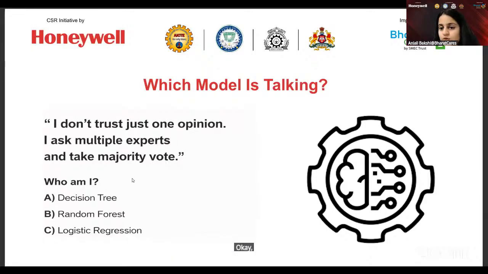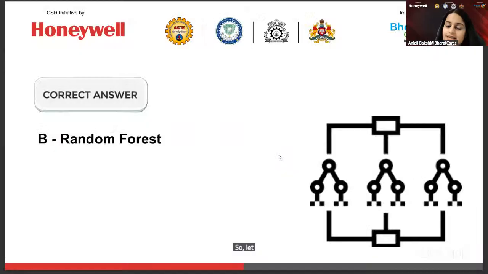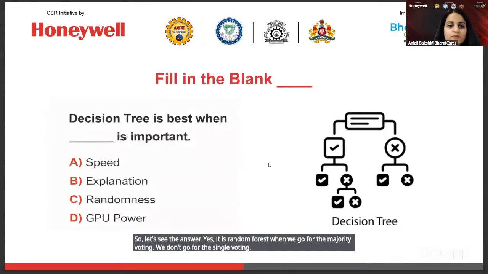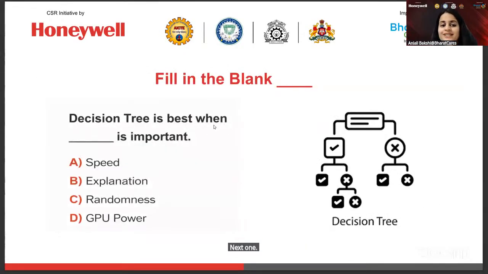Okay, Gayatri, Rituraj, Spooty, random forest. Okay, great. So let's see the answer. Yes, it is random forest when we go for the majority voting. We don't go for the single voting. Next one. Decision tree is best when dash is important.